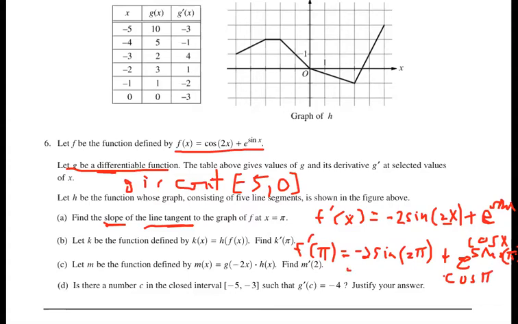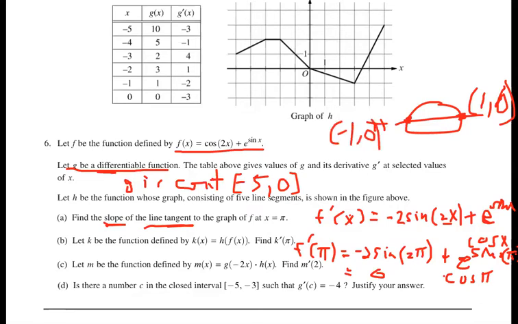So hopefully we know that sine of 2 pi is 0 from the unit circle. 2 pi is right here, where your y value is 0, so that whole part is 0. The e to the sine of pi, that sine of pi is over here, where pi is, where sine is still 0, so that's e to the 0, which is 1. And then the cosine of pi is the x there, which is -1, so this whole thing is -1. So that would be f prime of pi is -1. That's the first problem.